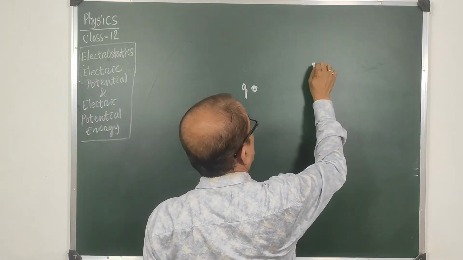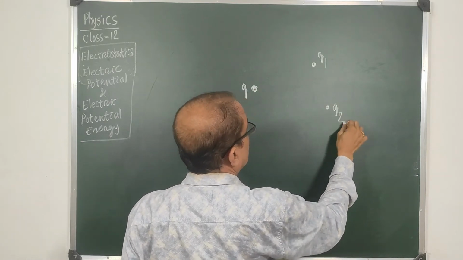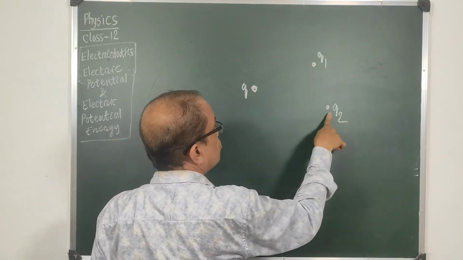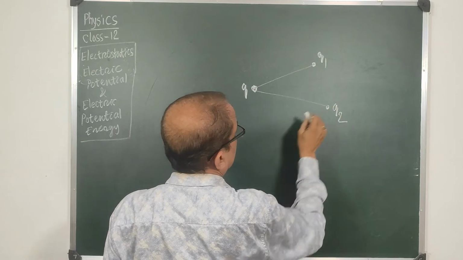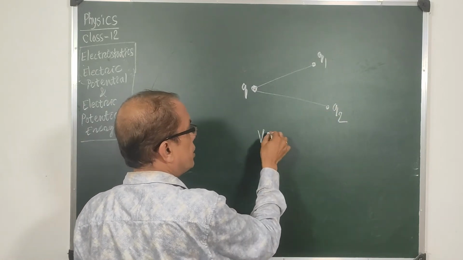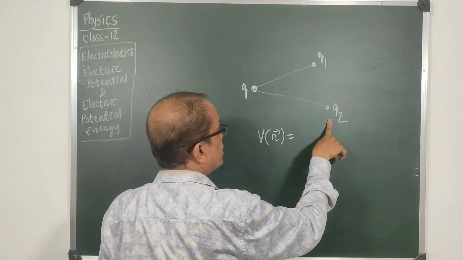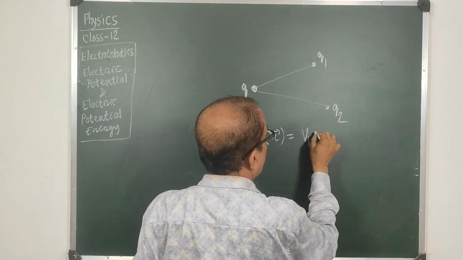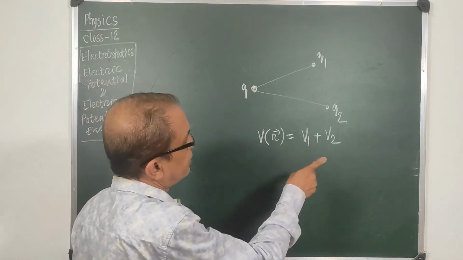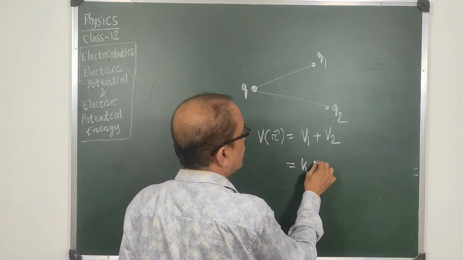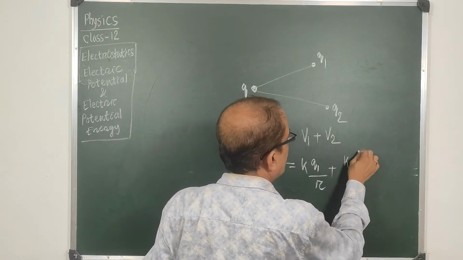a charge q1 was brought here, another charge q2 was brought here. So due to this charge there is a potential, due to this charge there is another potential, and if these two potentials are calculated, then we can find the final potential. The electric potential V is the potential due to charge 1 and the potential due to charge 2. So this is V1 plus V2. Electric potential is a scalar quantity, it can be added directly, and V1 can be k q1 by r plus this can be k q2 by r.